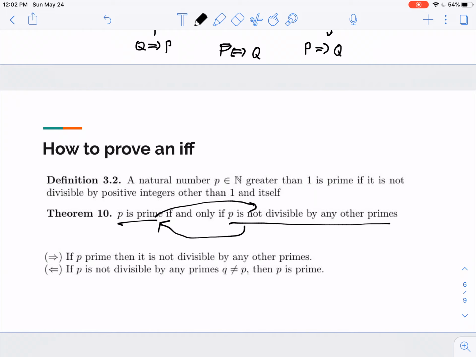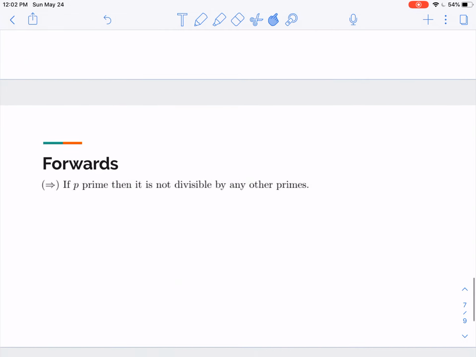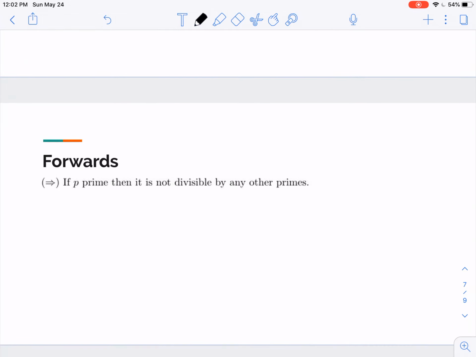So I've written those out more clearly here. The forwards direction says if P is prime, then it is not divisible by any other primes. And the backwards direction says if P is not divisible by any primes that are not equal to it, then P is prime. So if we prove both of these things, then we'll have proved the theorem. Let's prove the first direction. If P is prime, then it is not divisible by any other primes.